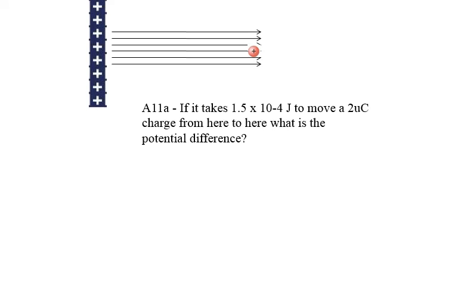All right, so I'm going to have you try this one. If it takes 1.5 times 10 to the negative 4th joules to move a 2 microcoulomb charge from here to here, what is the potential difference? Go ahead and pause the clip and do that, and then when you're ready to check, you can hit play to continue.